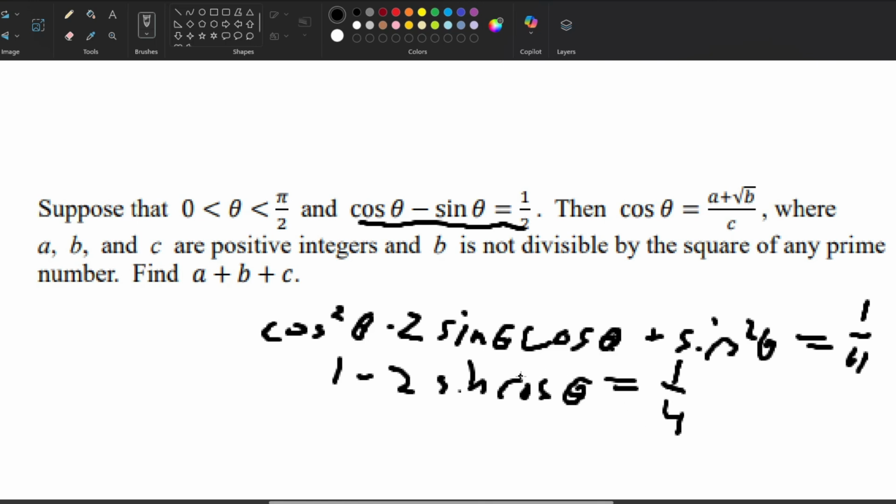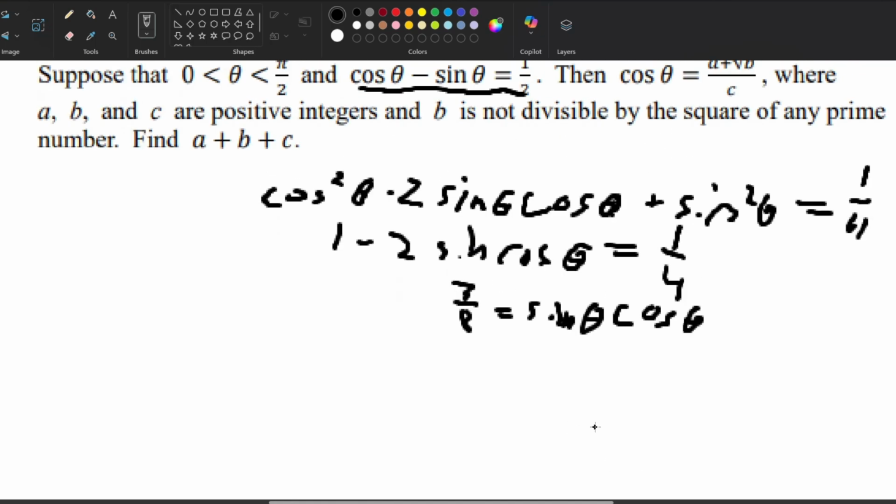So then you could subtract this thing, so we get 3 over 4, and then divide by 2. So 3 over 8 equals sine theta cosine theta.